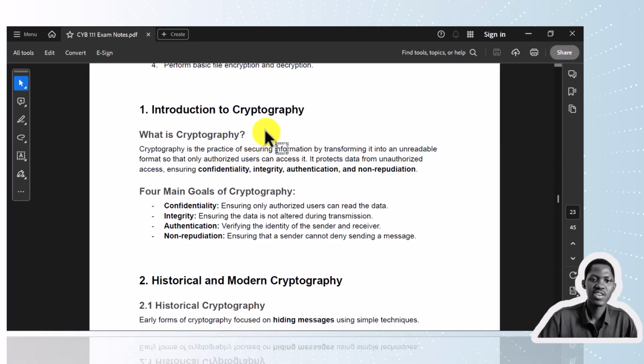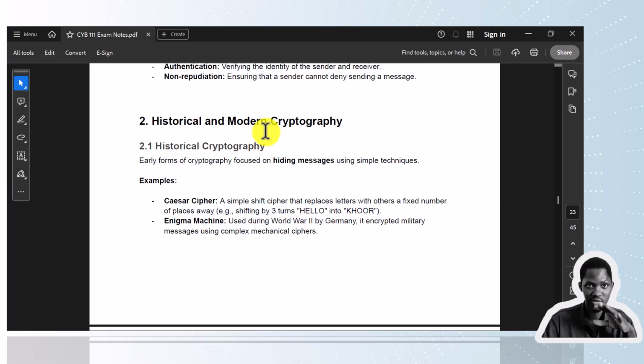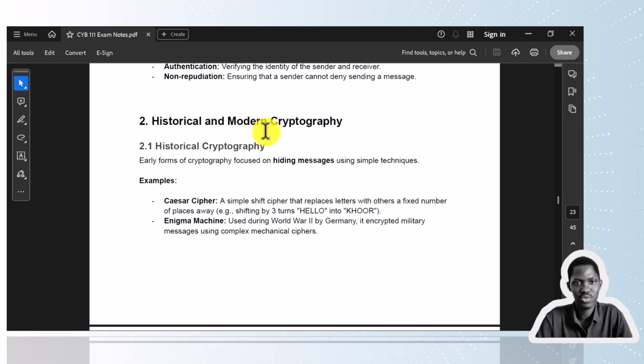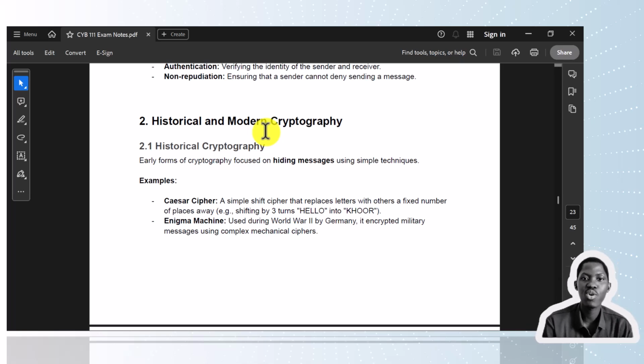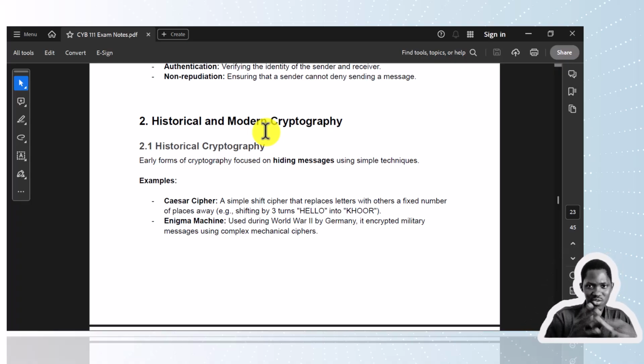So now, historical and modern cryptography. I don't really like history, but let's just look through it, right? Examples: early forms of cryptography. Early forms of cryptography focused on hiding messages using simple techniques. So in the olden times, they hid the messages using simple techniques.